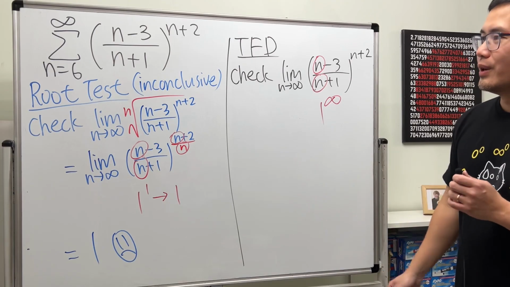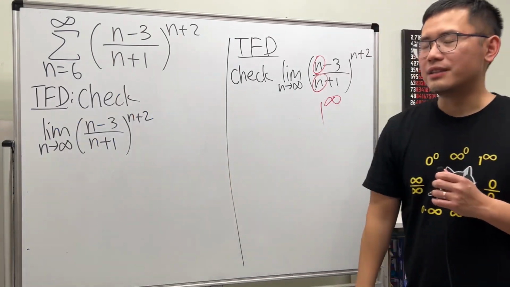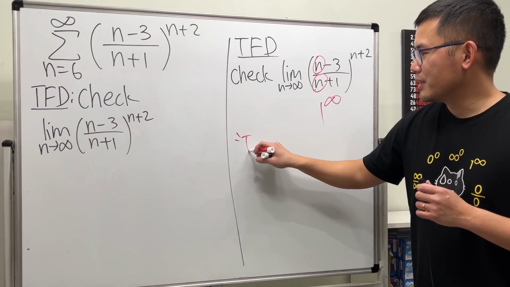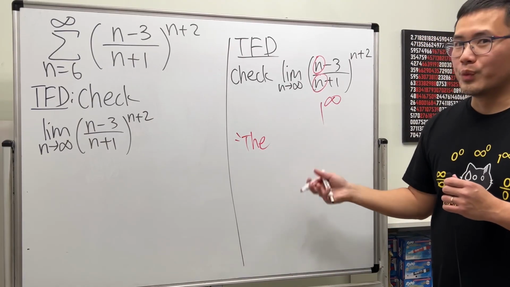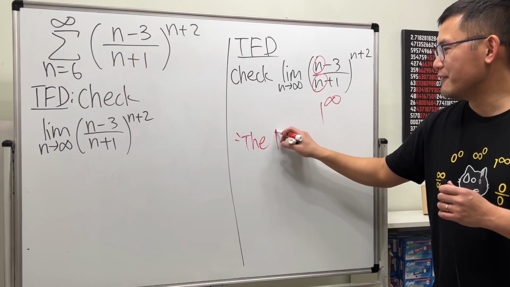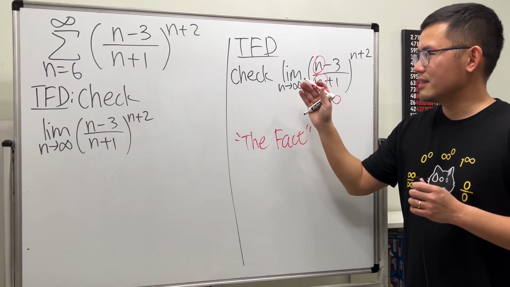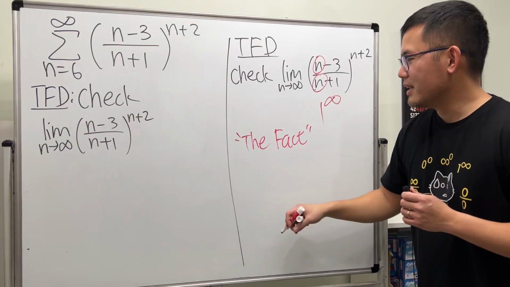So what do we do though? Well, let me erase the board. Okay, so how do we do this? Well, here is the deal. I would like to tell you guys one of the secret weapons when we do limits, and I call this the fact. Whenever we have a 1 to the infinity power like this situation, keep this in mind.